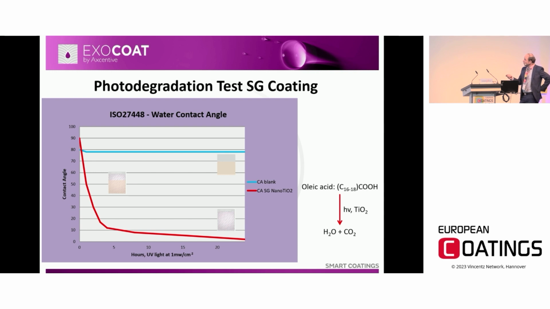And you also see that the blank does not change a lot. It went from 80 to 78 or something. So it keeps this very high contact angle, and if you take it out of the test, you still see that there is oleic acid on this. So this test basically proves the self-cleaning ability of these materials for organic matter.